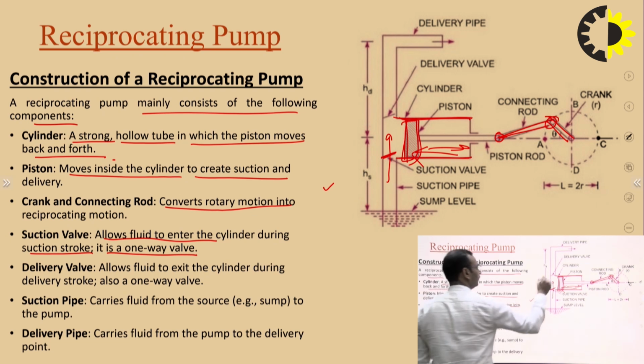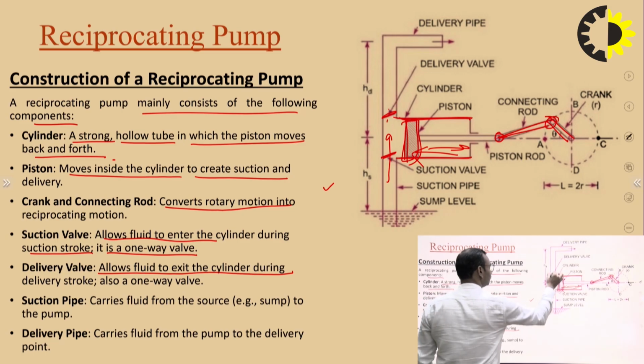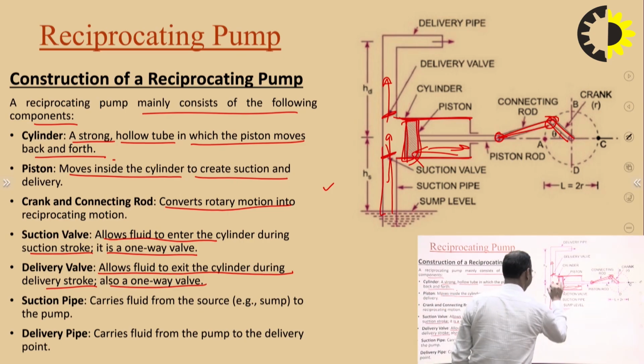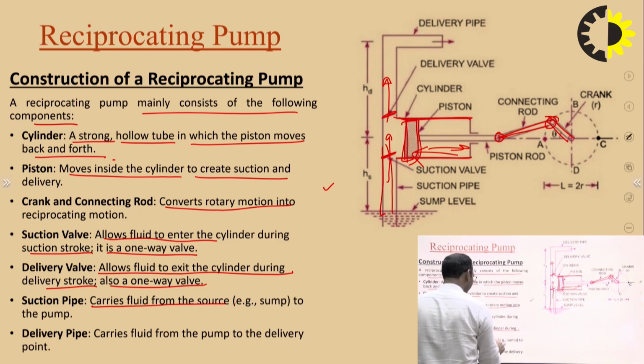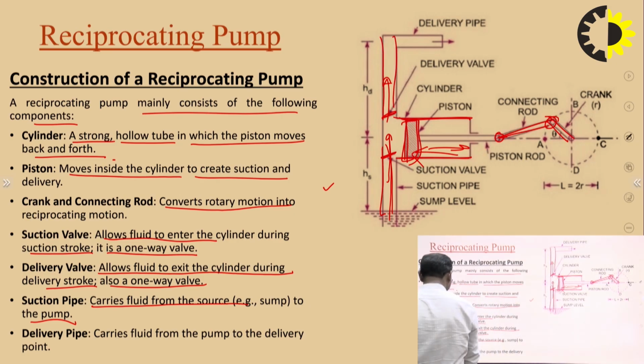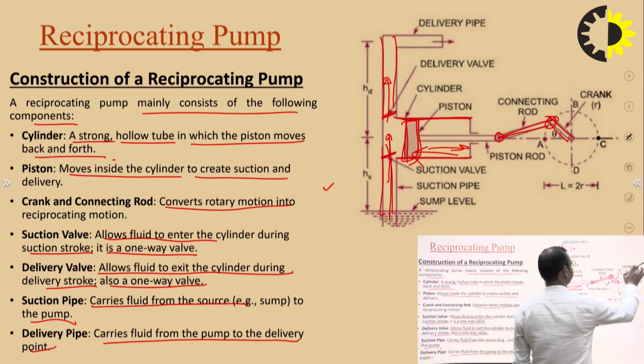Then the delivery valve. This one allows fluid to exit the cylinder during the delivery stroke. Also a one-way valve. Then the suction pipe. This is the suction pipe. It carries fluid from the source to the pump, and this is the delivery pipe. It carries fluid from the pump to the delivery point. These are the main components of a reciprocating pump.